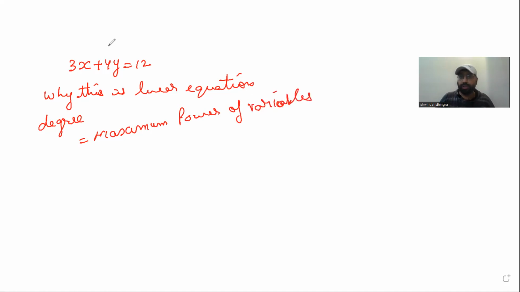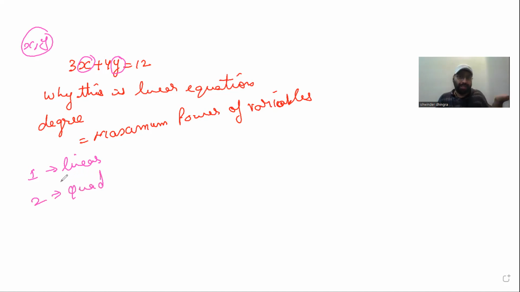Now, how many variables do we have over here? We have two variables, x and y. What is the maximum power of both the variables? That is 1. If the maximum power of a variable is 1, we can say it is a linear equation. If the maximum power of any of the given variables is 2, that is known as a quadratic equation. If the maximum power is 3, it is known as a cubic equation. Further on, they are generally known as polynomials.